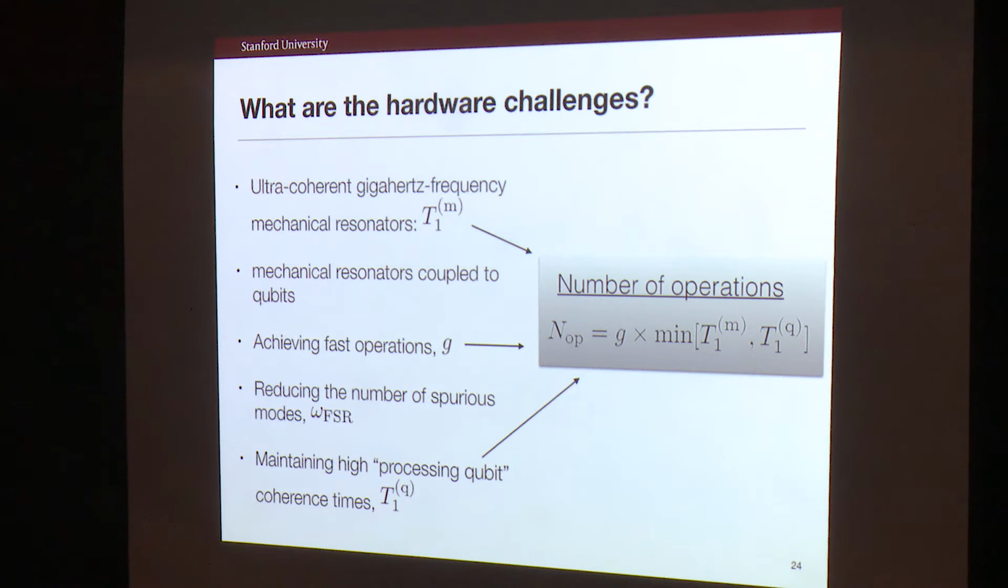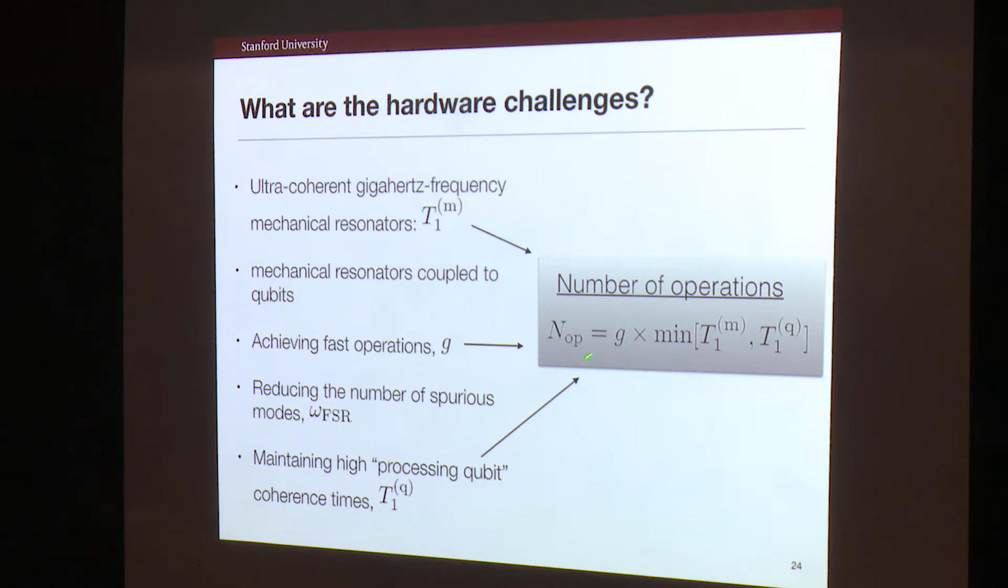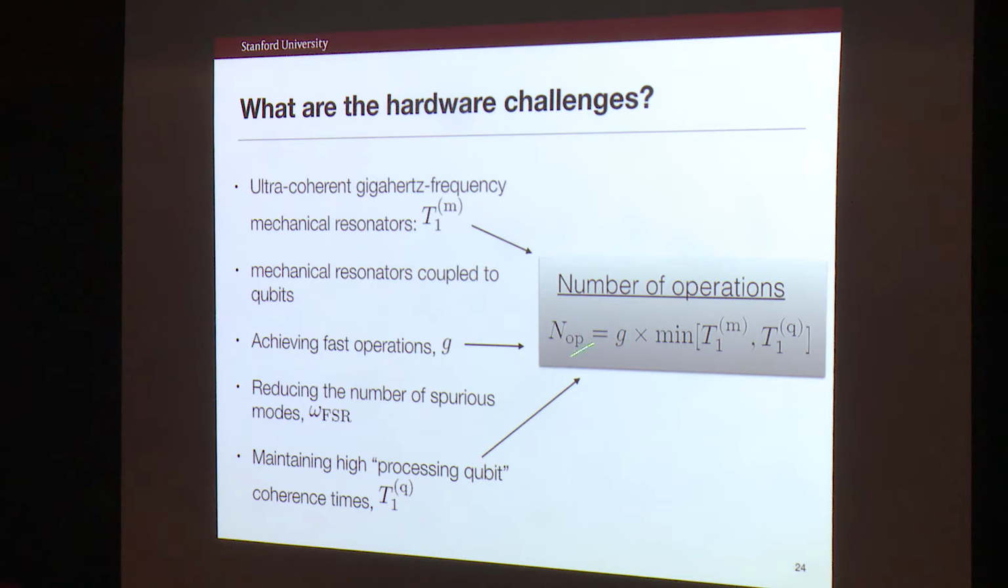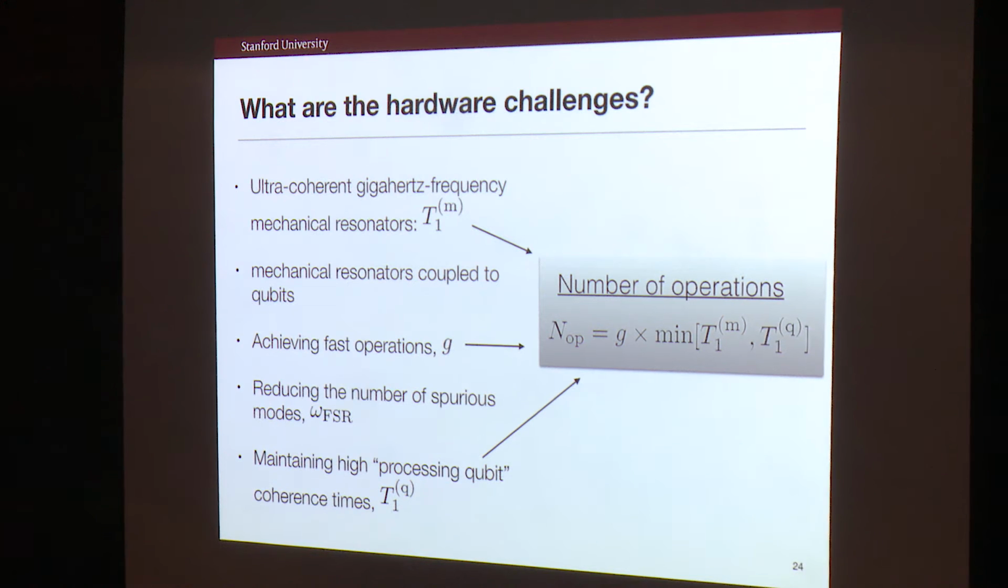So, one figure of merit that might be interesting is this G multiplied by the minimum of the T1 times, and I'm assuming your T2s are T1 limited. In pure microwave hardware, this number is around 10 to the 4, and in practice, they get something like 10 to the 3.